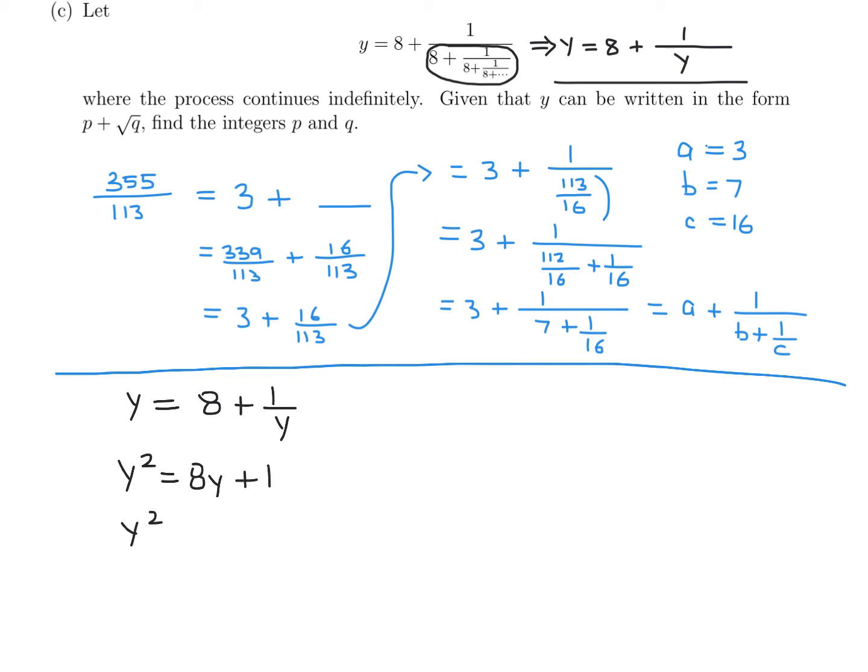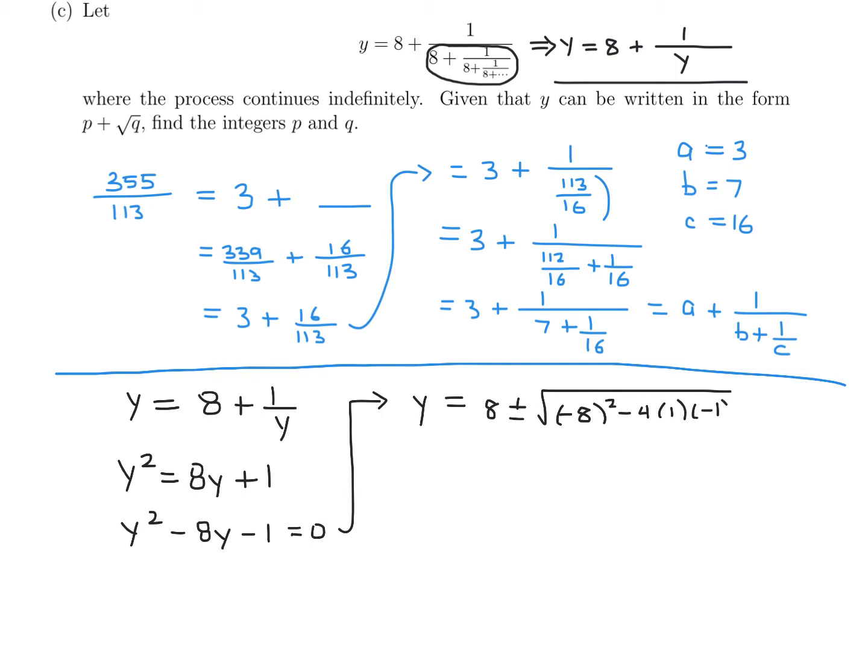Put everything on one side, and when you do, you should get y squared minus 8y minus 1 is equal to 0. And I think this is going to be a quadratic. I don't think this factors. So we have y is equal to minus b, so that's going to be 8 plus or minus the square root of minus 8 squared minus 4ac all over 2a.